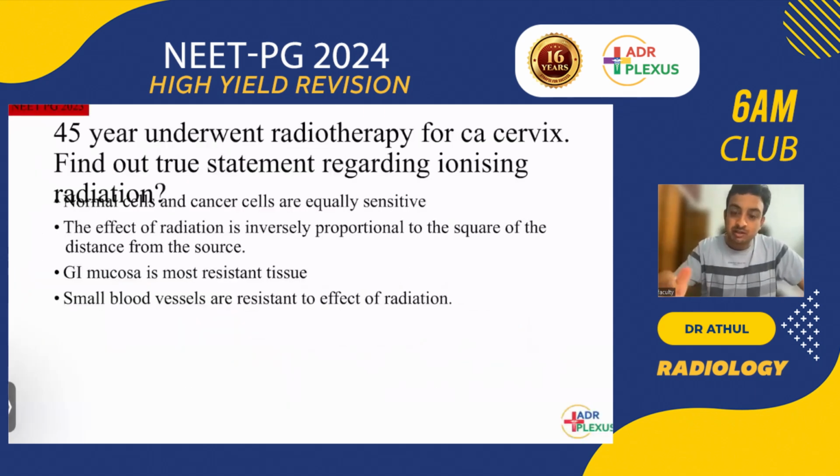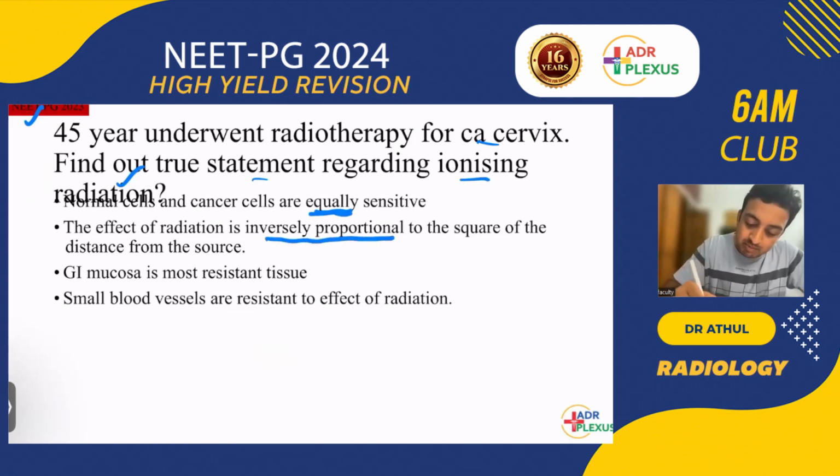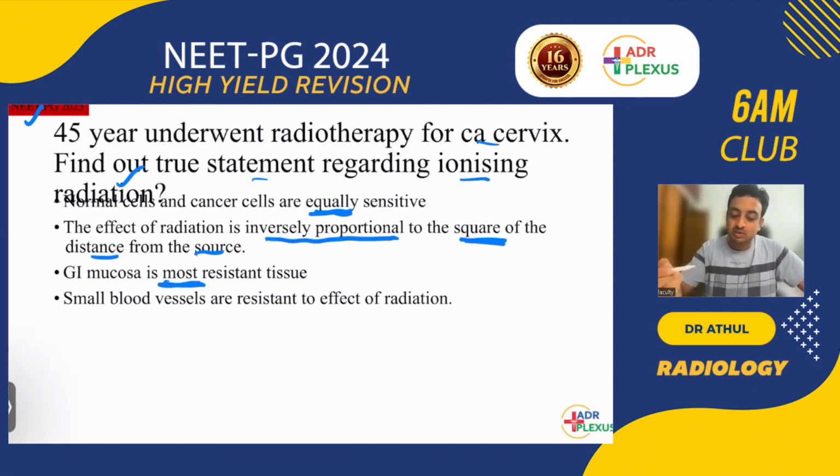Again, radiotherapy, and this question is very, very important. Last NEET-PG 2023 question. A 45-year-old underwent radiotherapy for carcinoma cervix. Find out the true statement regarding ionizing radiation. First, normal cells and cancer cells are equally sensitive. Second, the effect of radiation is inversely proportional to the square of the distance from the source. Third, GI mucosa is the most resistant of the tissues. Fourth, small blood vessels are resistant to the effect of radiation. What is the answer? Excellent.